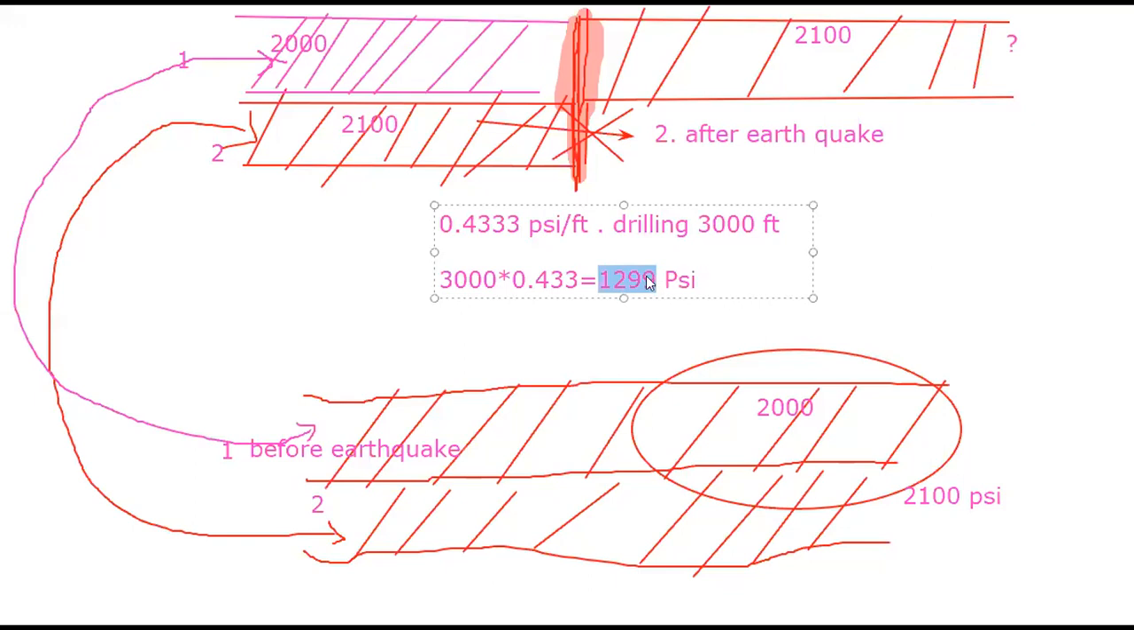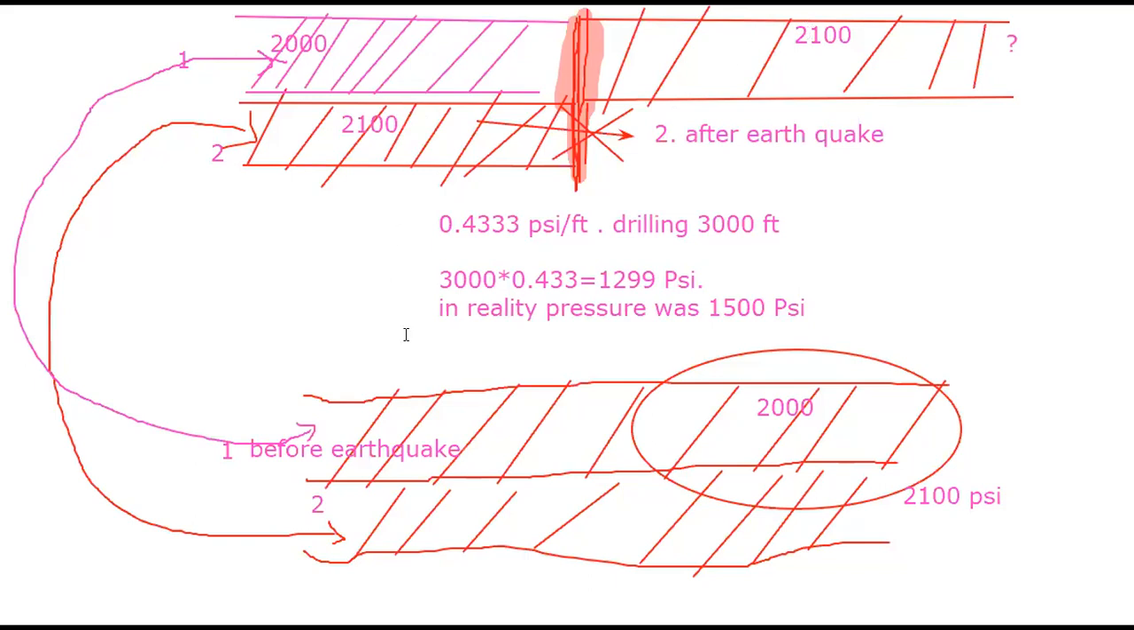But what is happening? There's more. This is not the real value. In reality, the pressure was 1500 psi. We estimated based on the gradient that the pressure is 1299, but in reality, the pressure was 1500. What is the reason? The reason is that because of this fault, because of the earthquake, the formation which was supposed to be below has gone up. And because of that, the pressure is raised, which means that there is a fault, and because of the earthquake, the formation has moved up.